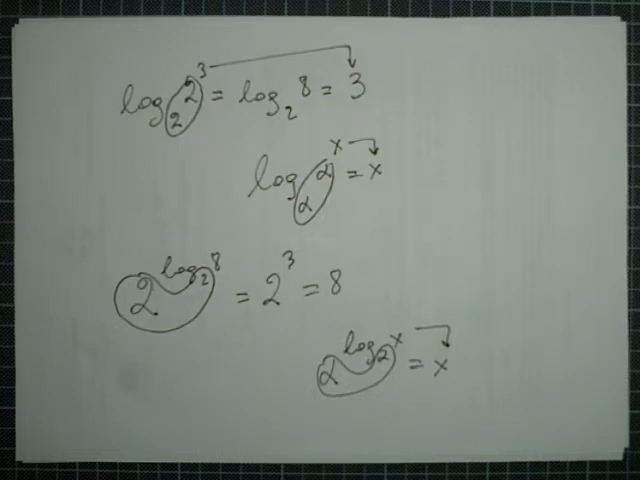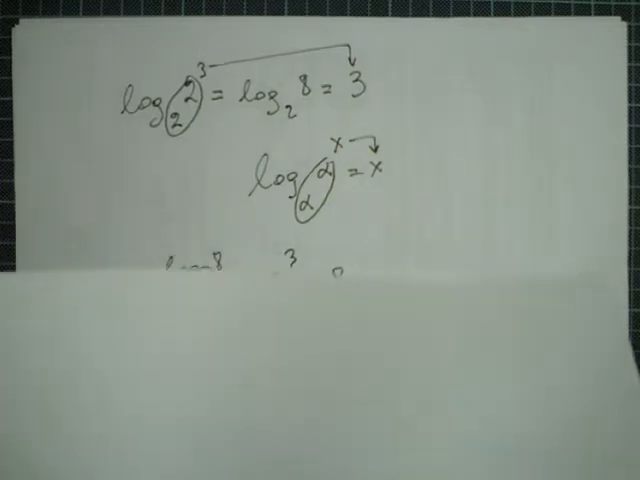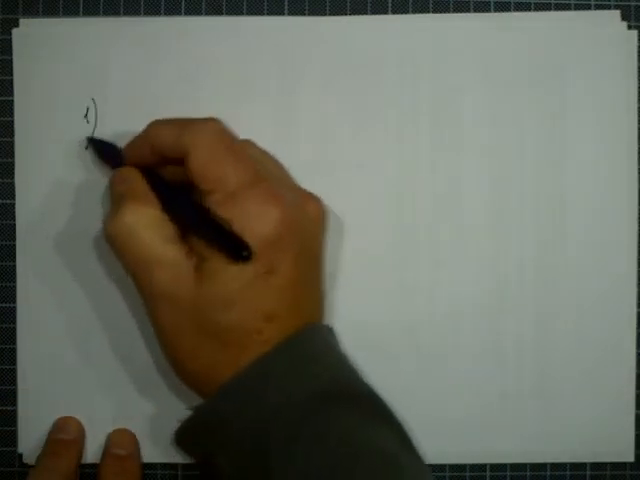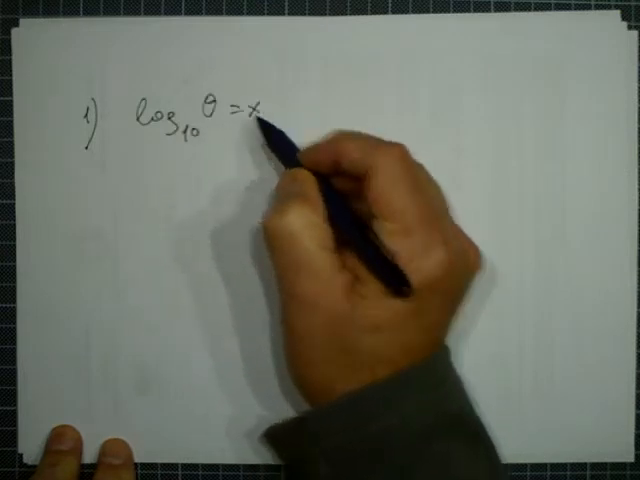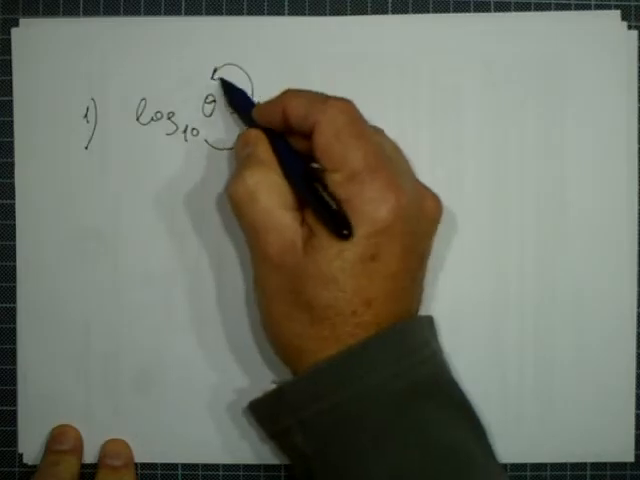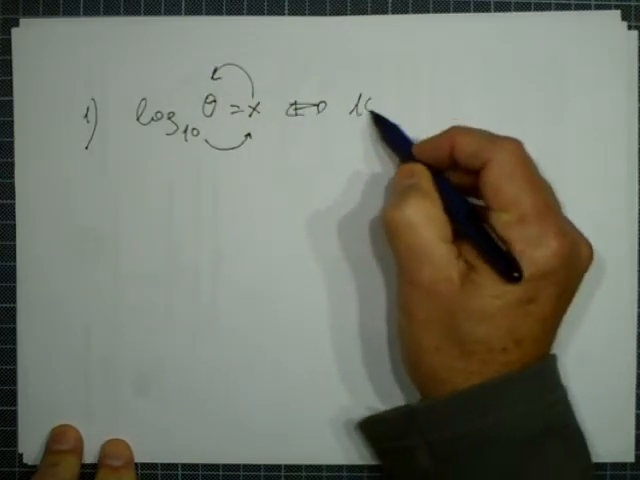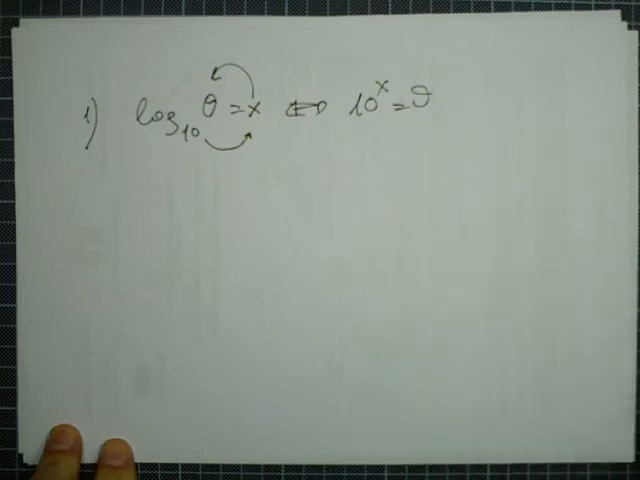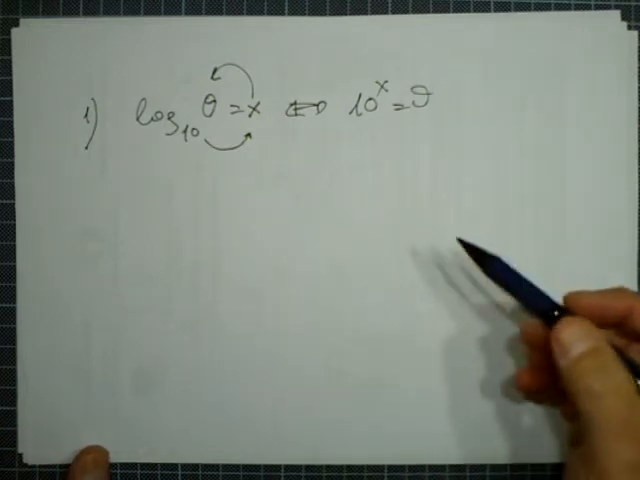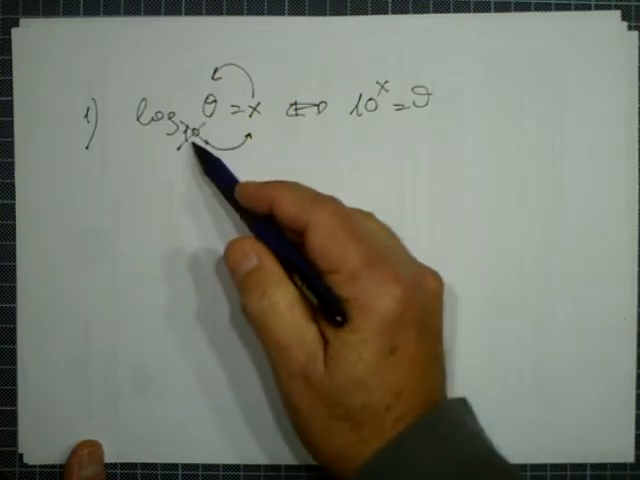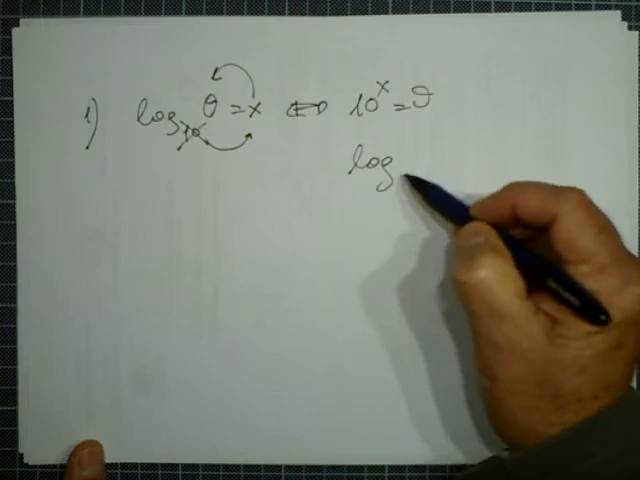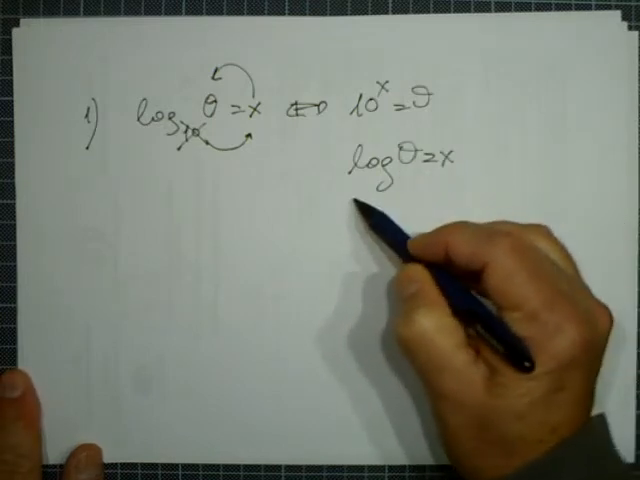Now, generally in practice, we use two types of logarithms. The first one is with base 10. Logarithm with base 10 of theta is x, as 10 to the power of x gives theta. We usually write this in a simpler way without writing down the number 10 here. We simply write log of theta equals x.